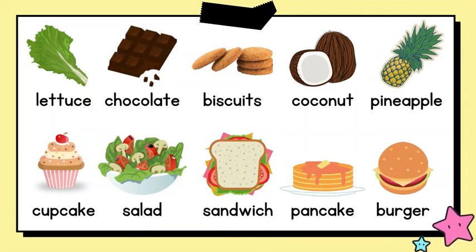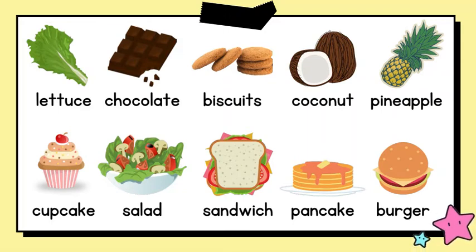First, you have to look at the pictures shown. Let's look together. Number 1, there's some lettuce. Next to the lettuce, we also have some chocolate. And there's also some biscuits. There's some coconut. And there's some pineapple.